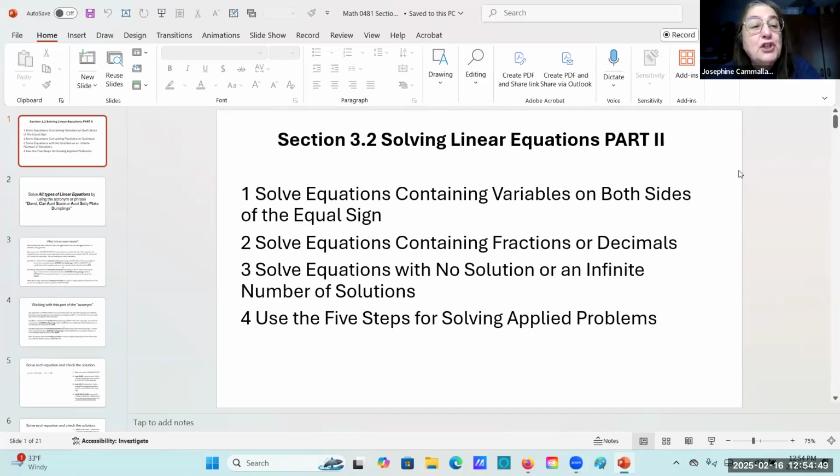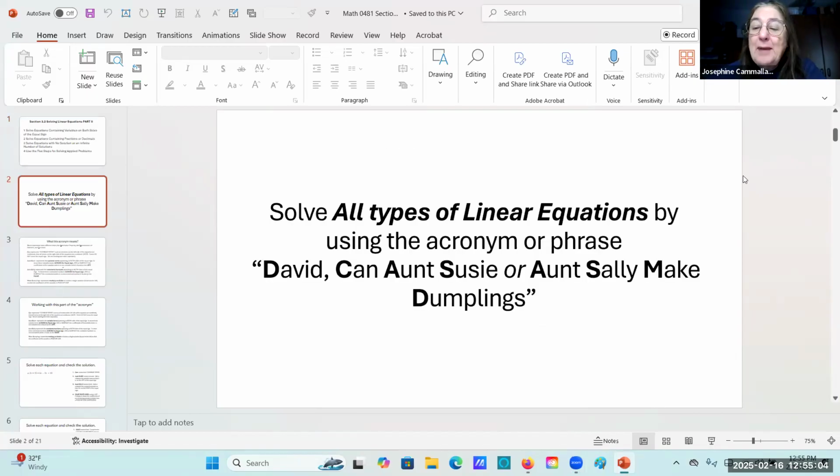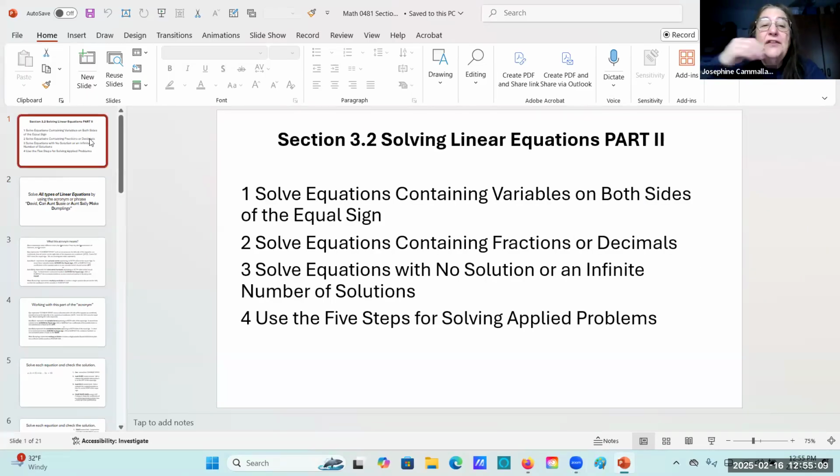Welcome to section 3.2. Now, this is the second half of two sections in chapter 3 that deal with solving linear equations. Now, the nice part about this is that by the time we finish this particular section, you will be able to solve any type of linear equation.